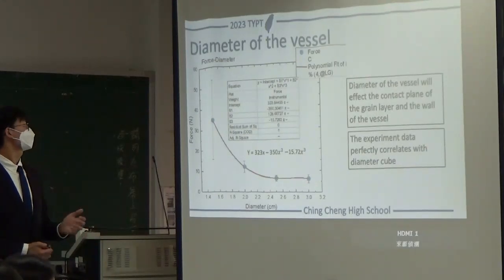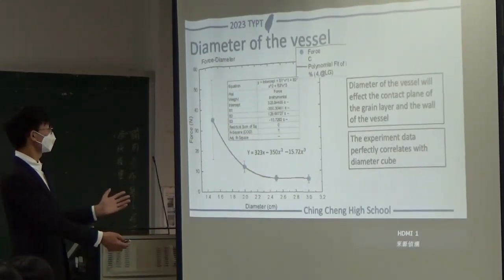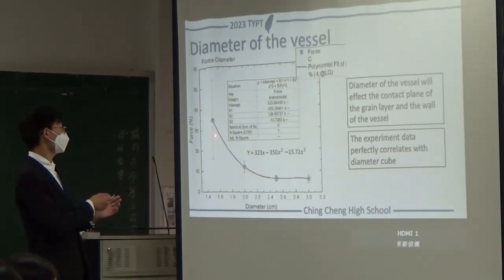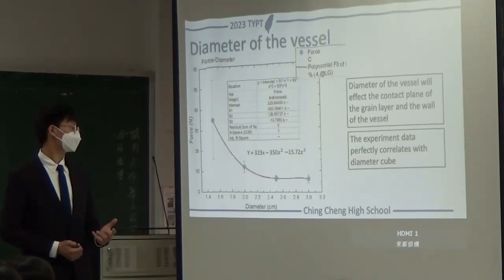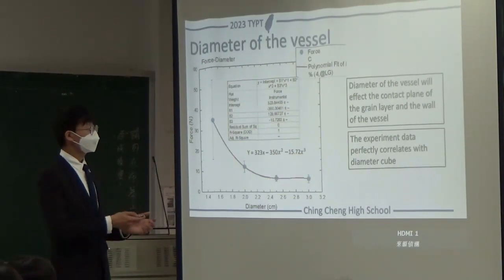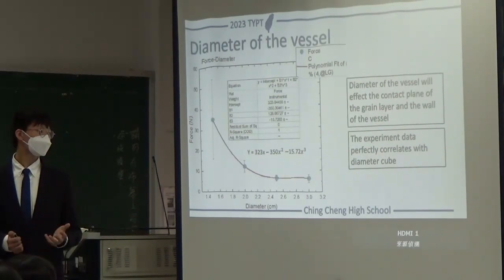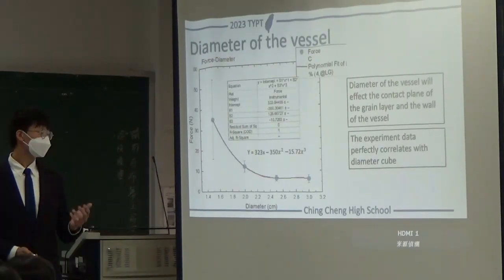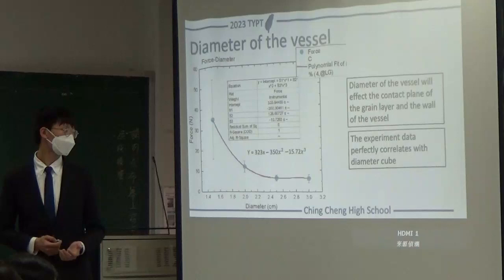And let's talk about the diameter of the vessel. This is a diagram of force versus diameter. And we can see the force is proportional to the diameter, and the diameter of the vessel will affect the contact plane of the grain layer and the wall of the vessel. And the experiment data perfectly correlate with diameter cubed.